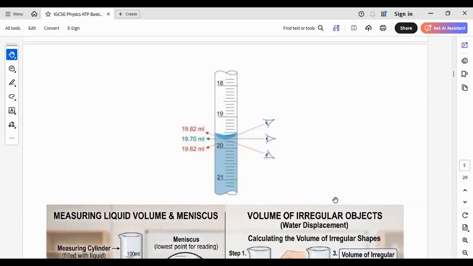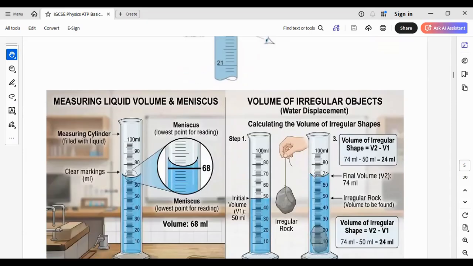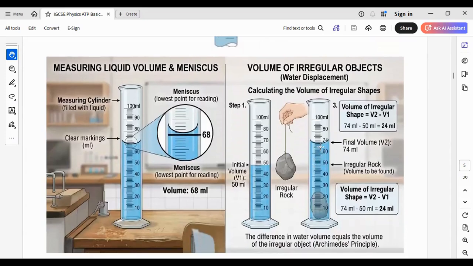Sometimes they ask why we read the bottom of the meniscus. You need to remember that there is very little volume above, okay, here. So it's better to read at the bottom instead of reading the top, because if you read at the top, you're reading extra content that is not available here. That's why we read at the bottom of the meniscus. There are some relevant examples. For example, you can see here the top one, if you read it, it's somehow 74 plus reading, but that one is 74 reading.